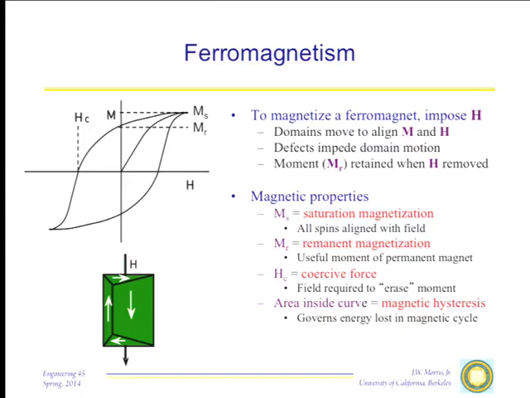Now, what happens as we build up that field is that within the material, we have these various domains. The domains are separated by domain boundaries. As we beef up the field, we put a force on those domain boundaries and they move. As the domain boundaries move, the domains grow. And in the extreme case, we can create a situation in which the entire material is similarly oriented.